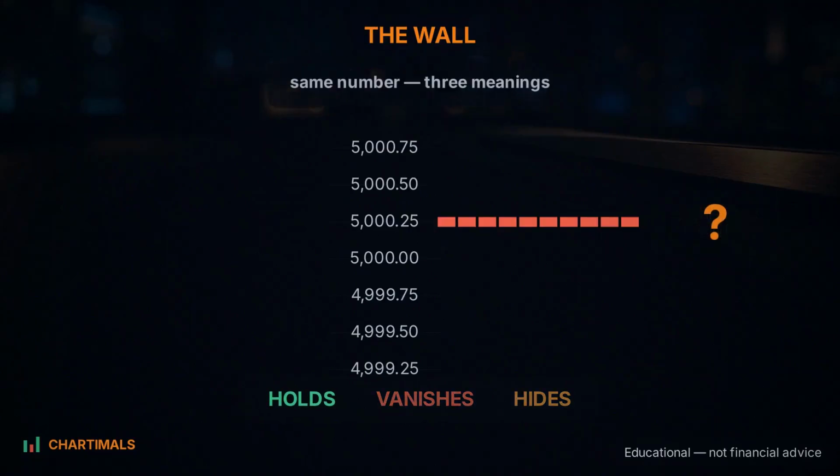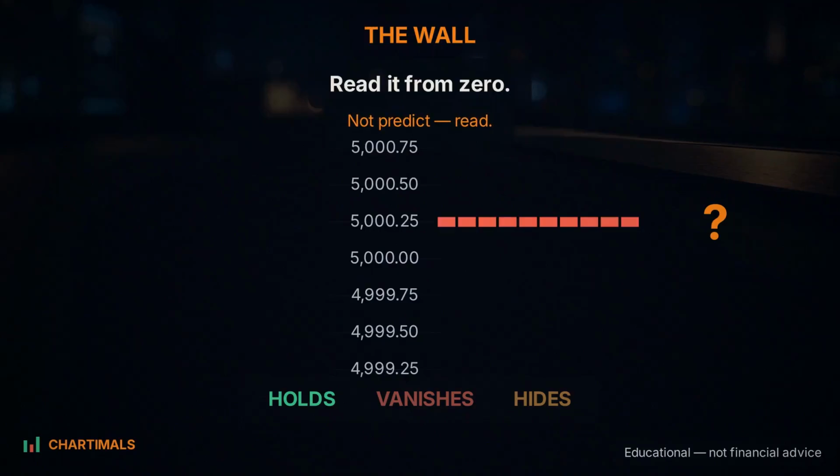And the catch is, the number on the screen looks identical in all three, so the size alone can never tell you which one you're staring at. By the end of this video, you'll know exactly how to tell them apart, and you'll be able to look at this window, the order book, and read it from zero. Not predict where the price goes. Read what is actually happening in real time, the way experienced order flow traders already do. Let's build it up from nothing.